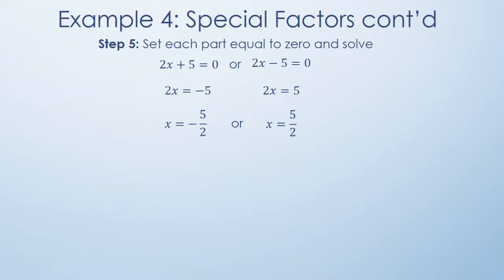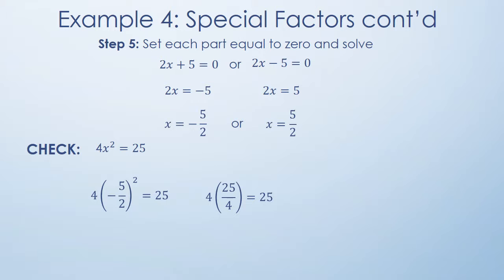Then you check it. Make sure you're right. Just plug it back in. 4x squared equals 25. Plug in negative 5 halves. When you square negative 5 halves, you square the top and you square the bottom. Negative times negative is positive. 5 squared is 25. 2 squared is 4. When you have fractions, this is the same as 4 over 1, so the 4 on the top and the 4 on the bottom cancel out. You get 25 equals 25.